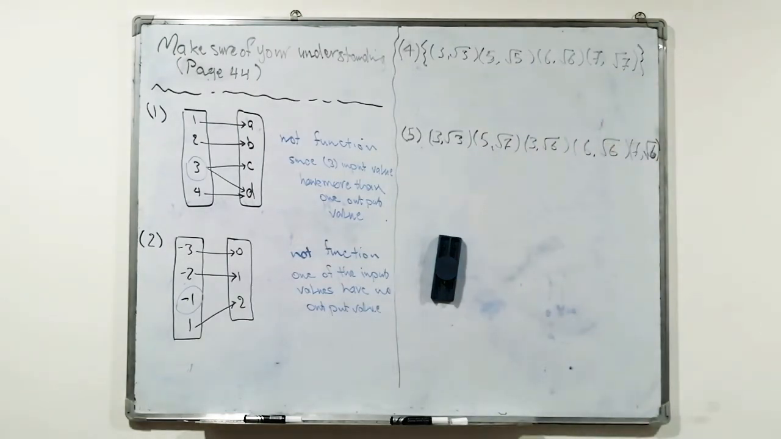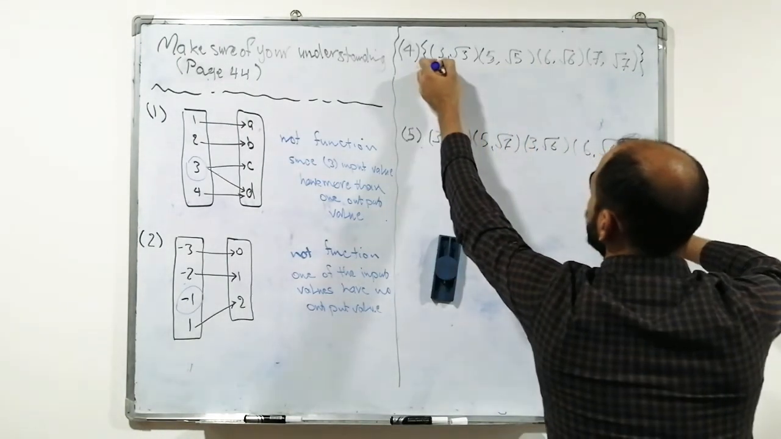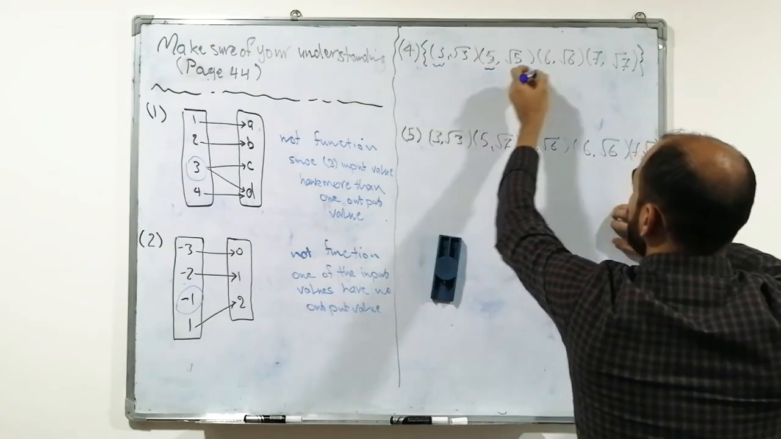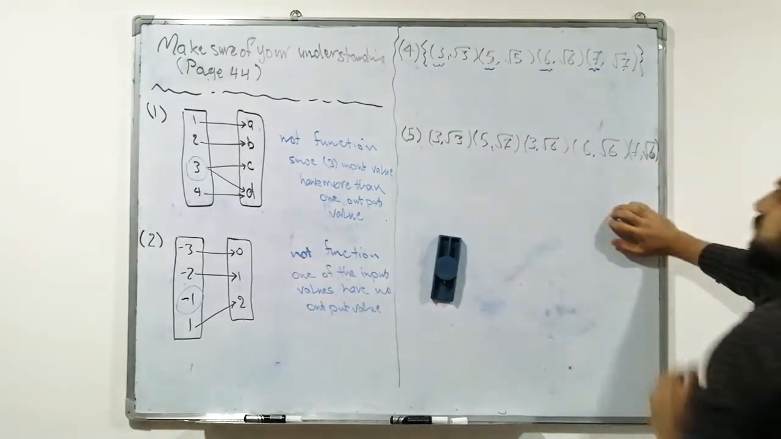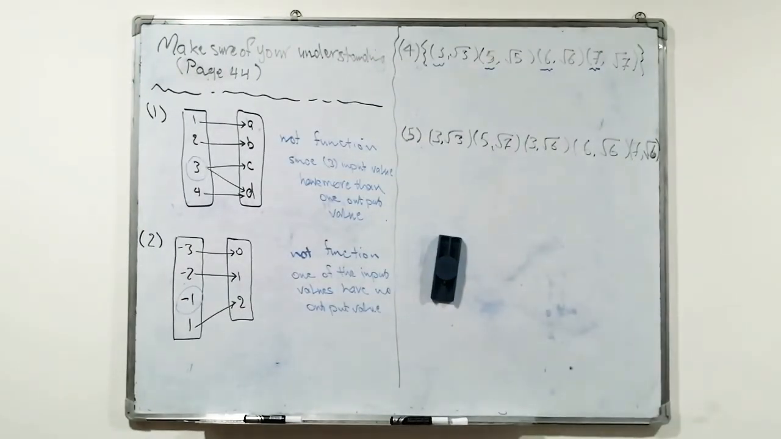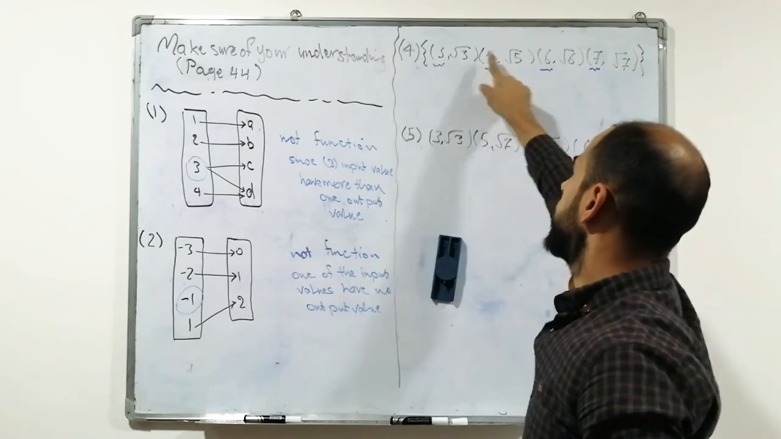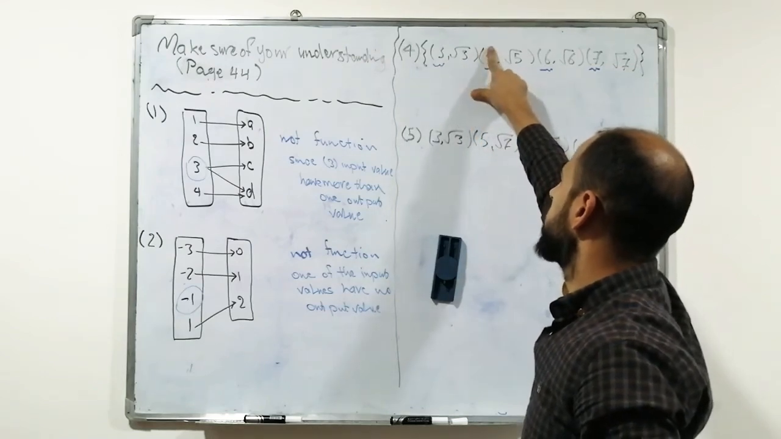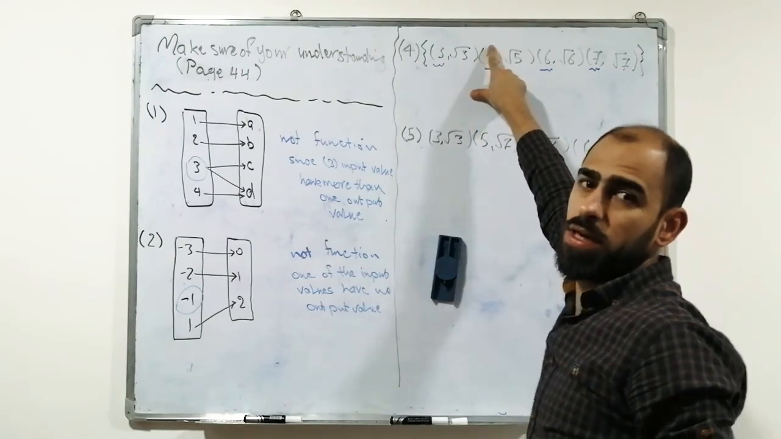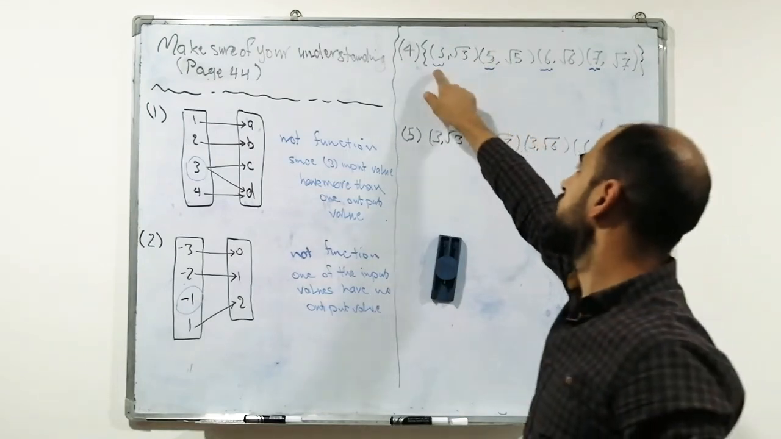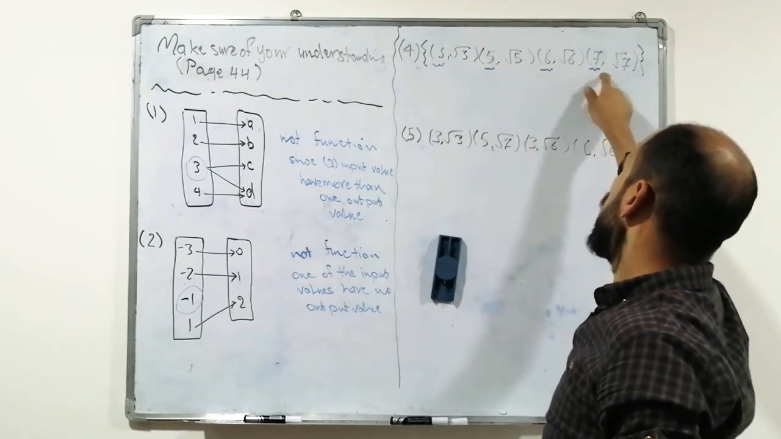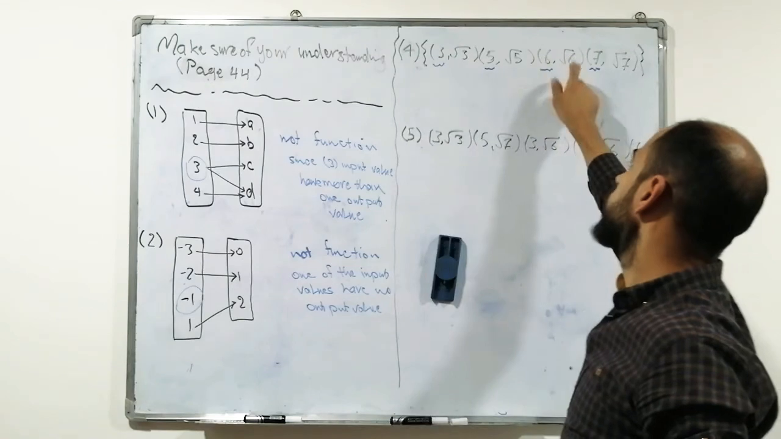So here each input value, 3 and 5 and 6 and 7, has one output value. What does that mean? If we had two input values, for example, if we had here instead of 5 a 3, then it would not represent a function. But we have different input values related with different output values.